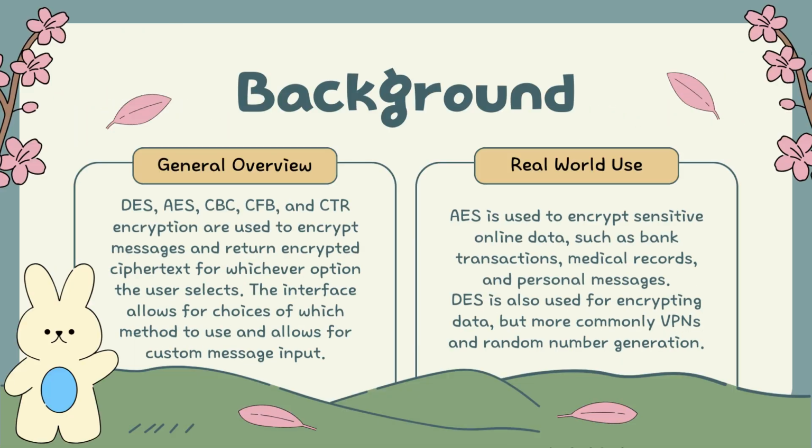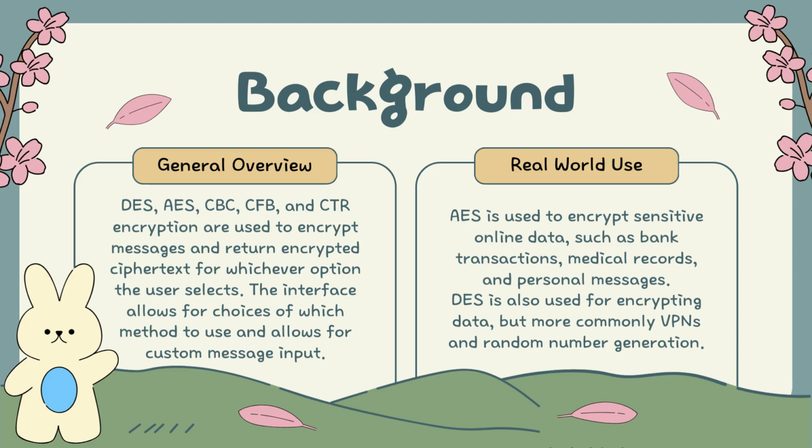Our encryption and decryption application was developed in Python with the goal of having the ability to encrypt messages in the DES, AES, CBC, CFB, and CTR encryption methods. A user of our application can select whichever encryption method they want to use, as well as the message they would like to encrypt, and our application will return the encrypted ciphertext. Our application will then output the decrypted plaintext message using the same encryption and decryption algorithm.